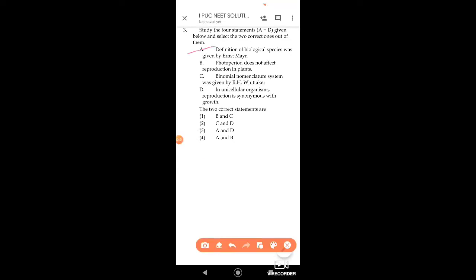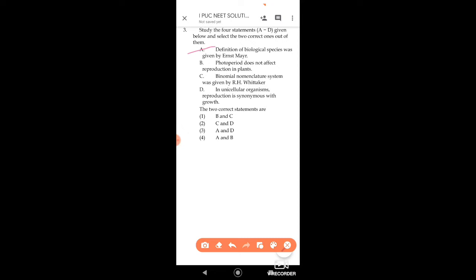Dear students, moving on to the next question, we have: study the 4 statements from A to D given below and select the 2 correct ones out of them. So, dear students, 4 options have been given A, B, C, and D, out of which 2 are correct and 2 are incorrect. So, we have to select the correct ones. So, let us go with the option A here. So, here first statement, definition of biological species was given by Ernst Mayr. It is the correct statement because biological species was defined by Ernst Mayr. So, this is the correct statement.